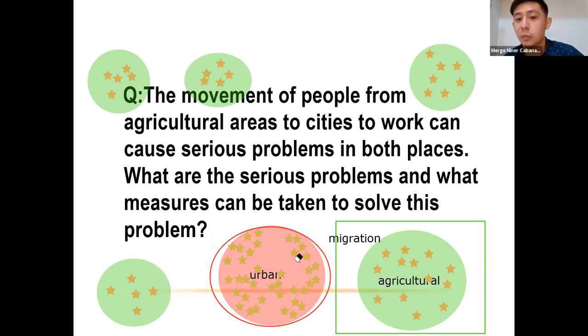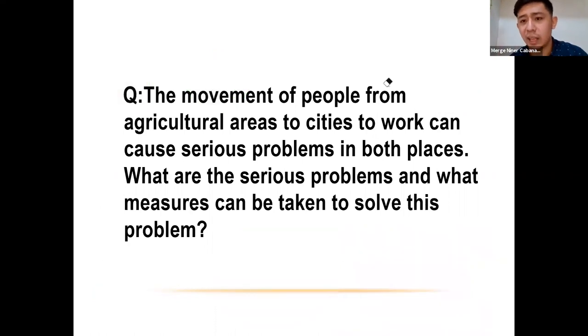Because they are farmers, they will be having more benefits. Parang ganun, okay? To encourage them to stay in this activity. So, how can I translate that? Anyway, how can I translate that into an essay? That's it.